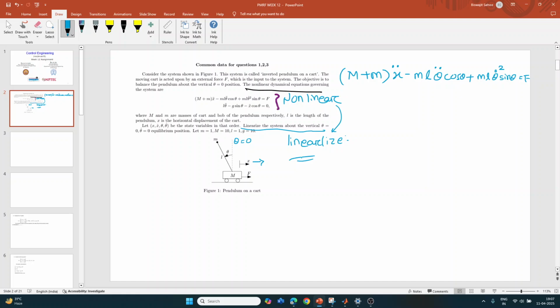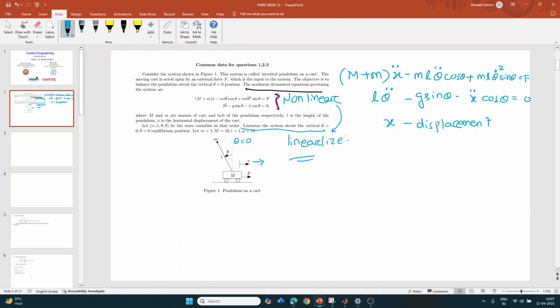The second equation he has given is l theta double dot minus g sine theta minus x double dot cos theta equal to 0. How to model the system? First, identify the state variables. One state variable is the displacement x, and another you need to identify is theta. There are two state variables, x and theta, from these two equations, because the others are constants and F is the input of the system. So what you need to do is write down x.